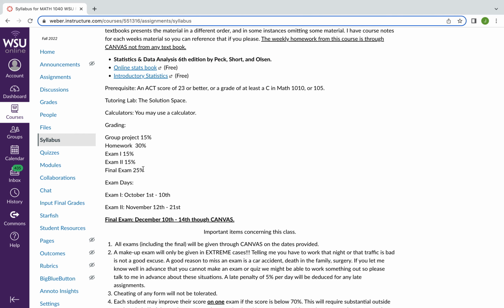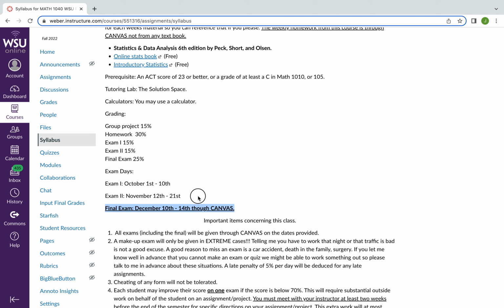If you're curious about how your grade is given according to these components. You have a group project, which I'll discuss more. You have your homework, which is your weekly quizzes, your 2 exams, and your final exam. Those are all outlined on the main page. These are your exam dates, okay?